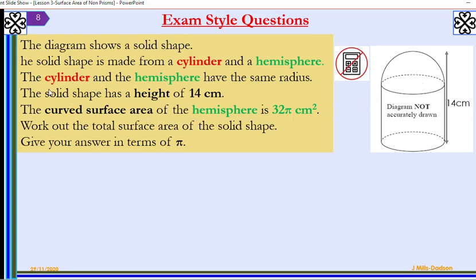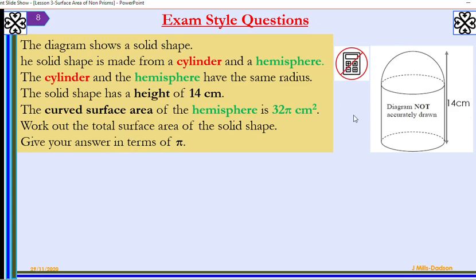It's given to us that the cylinder and hemisphere have the same radius, but we don't know that, so we might need to work out the radius. The solid shape has a height of 14 cm, including the cylinder and the hemisphere. The curved surface area of the hemisphere is 32 pi cm squared. We are supposed to work out the surface area of the whole solid, leaving our answer in pi. That means we are not allowed to use a calculator.